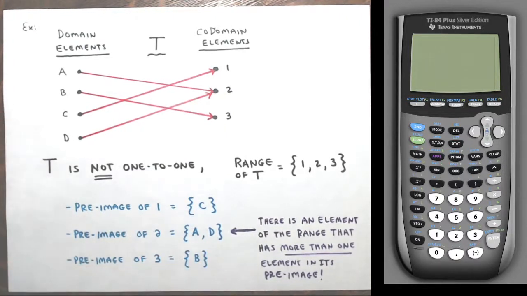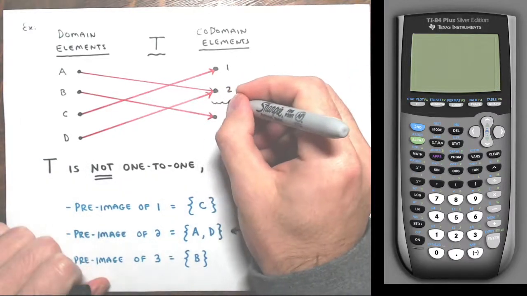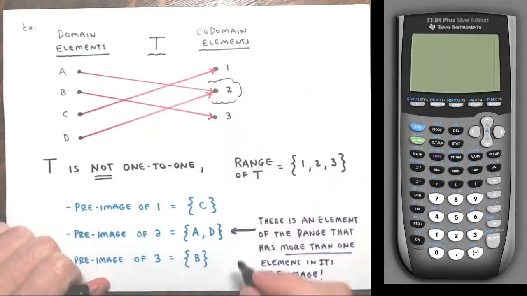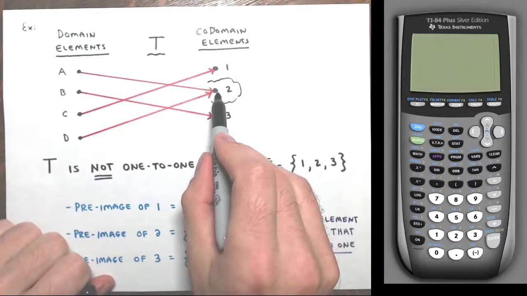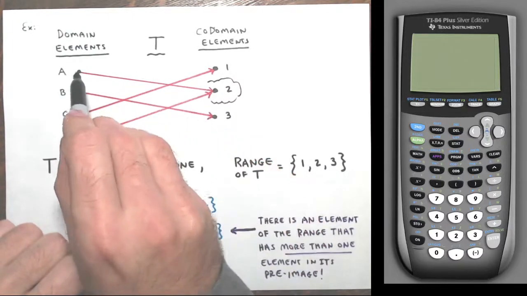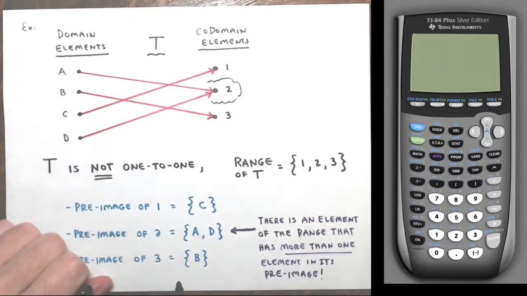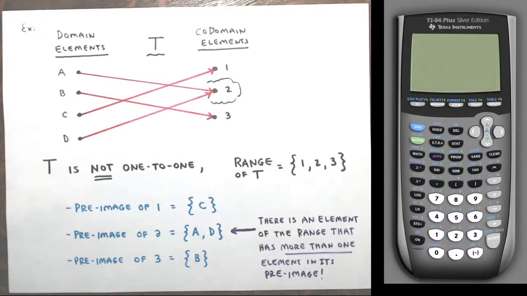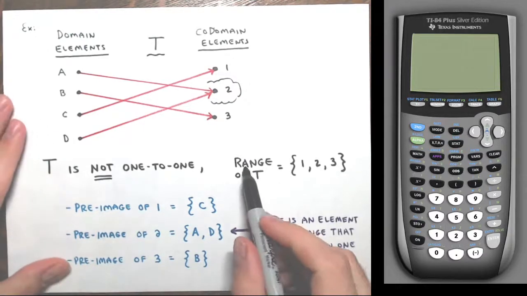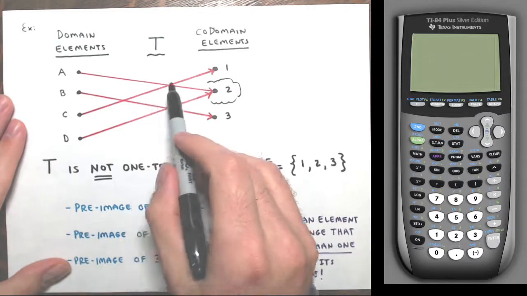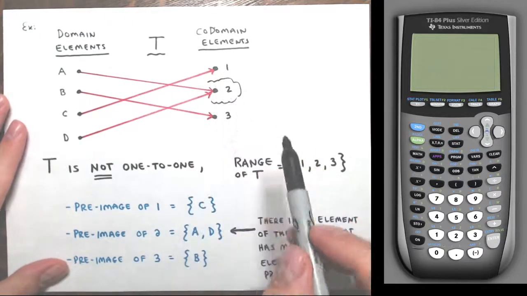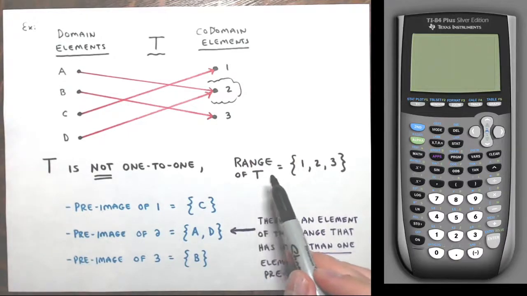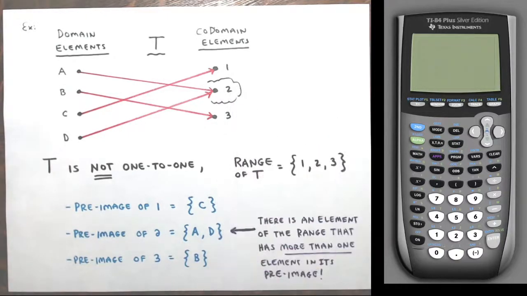It's because of that element 2 that's in the range. This is a problem. See how 2 is mapped to by more than one element, by A and D. So this is not by definition 1 to 1. Again, the range of T this time is, it looks like every element in the codomain is mapped to: 1, 2, 3. So here, the range is the codomain. That can happen.